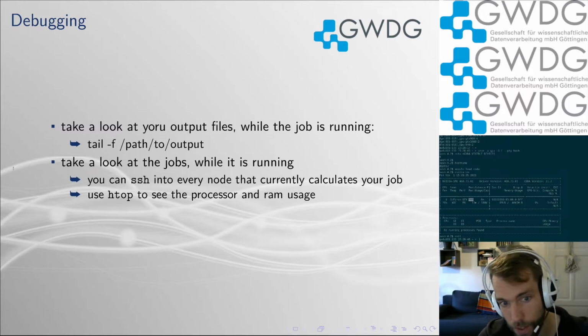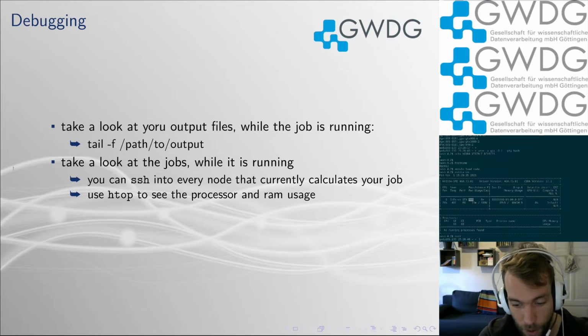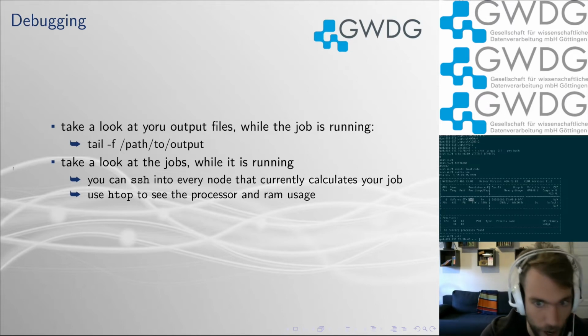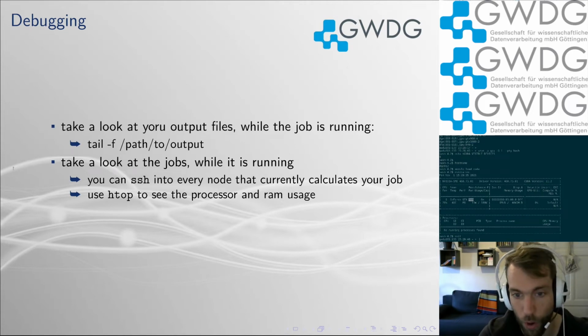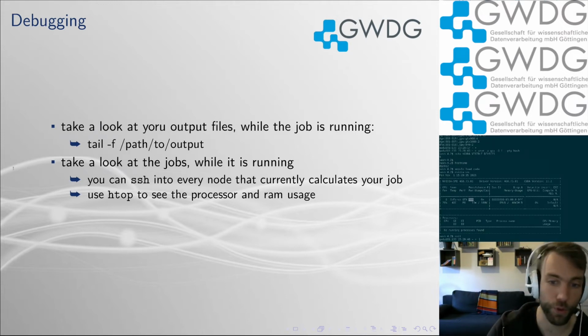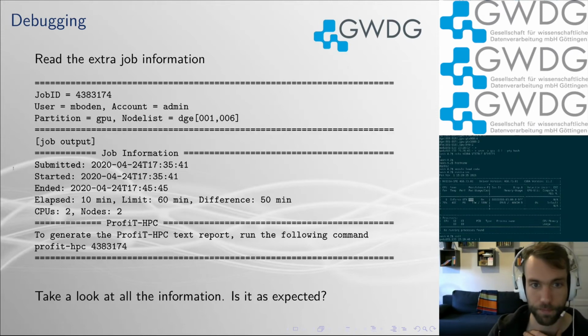What you can also do is SSH into a node where your job is currently running. If you have a job running on a node, you can SSH into it, and then use htop, for example, to see, okay, how many processors do I use? Do I use all of the RAM I need? Do I actually use all of the processors I expect to use? And just have a look while the job is running.